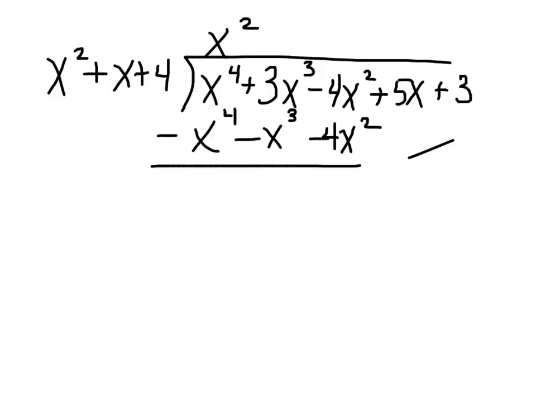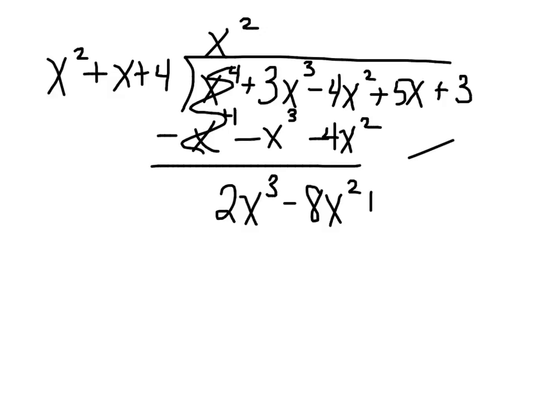What happens with the x to the 4ths? They cancel out. What's 3x to the 3rd minus x to the 3rd? What's negative 4x squared minus 4x squared? Negative 8x squared, good. Drop down the next and start over.